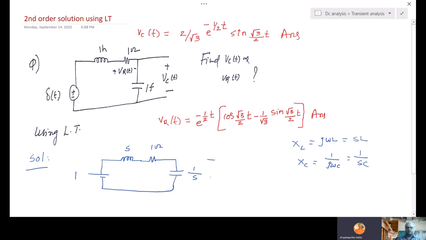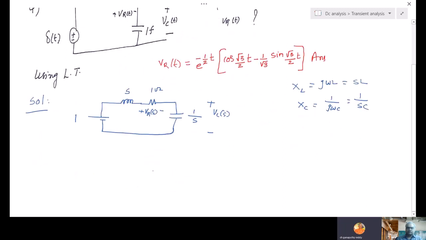Now this is VC of s. This is VR of s. It is asking VC of t, VR of t. So if I know VC of s, the inverse of that is VC of t. VR of s, inverse of that is VR of t. So what is the expression for VC of s using voltage division?